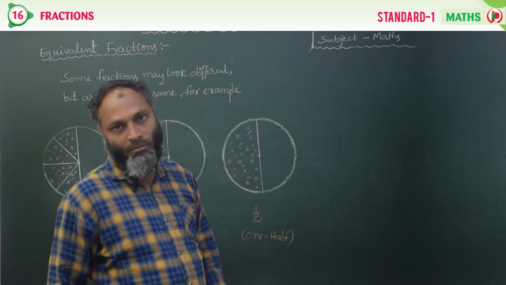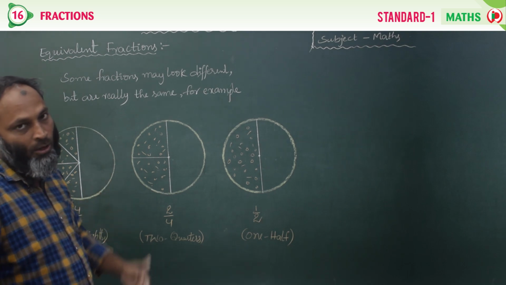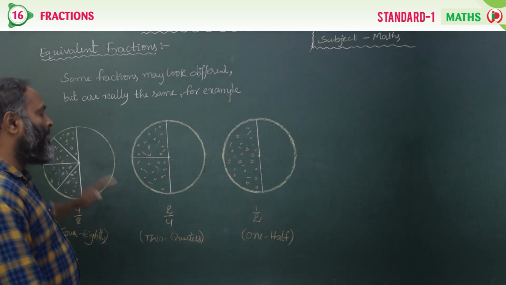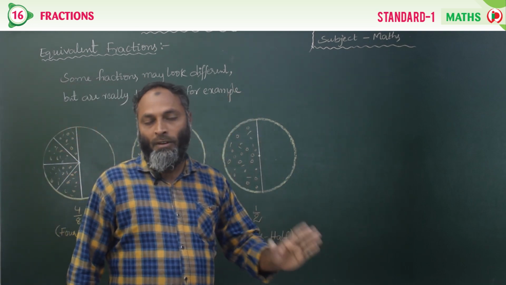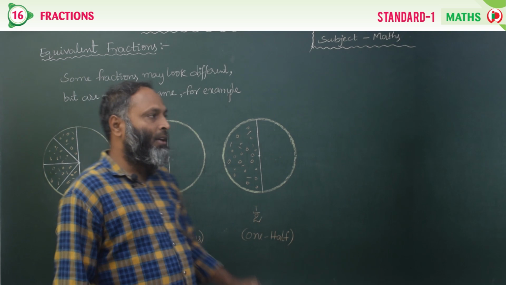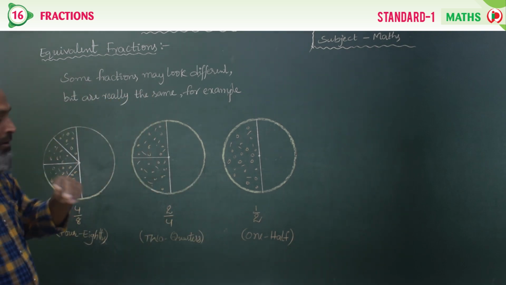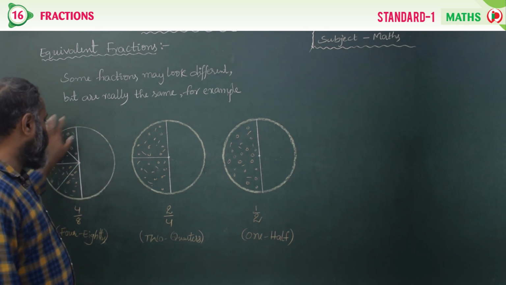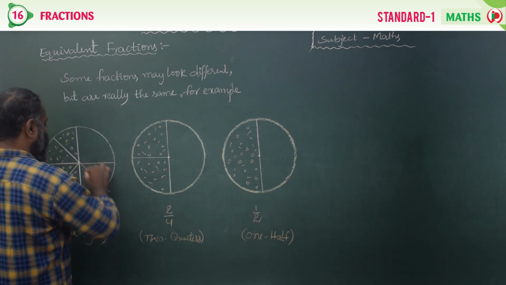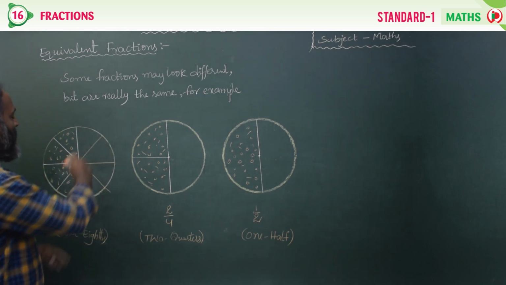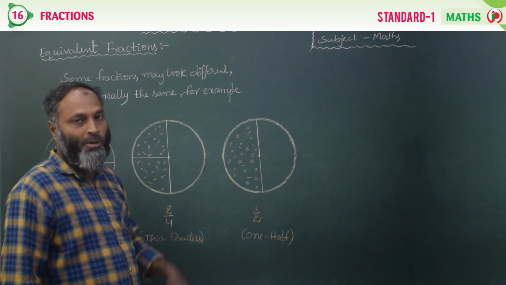So they look different, but when we see the picture, it looks the same. How does it look the same? Suppose 3 different pizzas were given. The first pizza is divided into 8 parts in total. Here 4 parts, and here also 4 parts, so like this you get a total of 8 parts. Of the 8 parts, 4 parts we ate, that is 4 by 8.